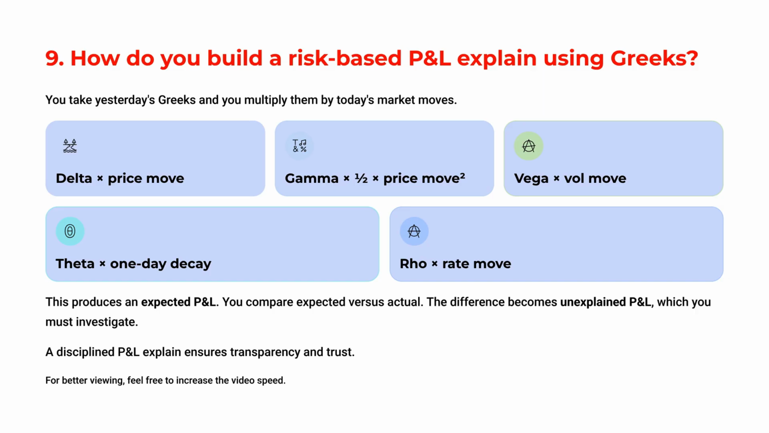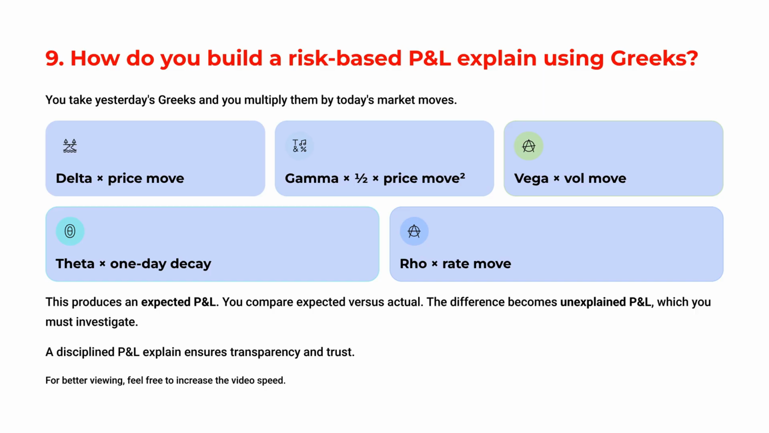How do you build a risk-based P&L explain using Greeks? You take yesterday's Greeks and you multiply them by today's market moves. Delta times price move. Gamma times 1/2 times price move squared. Vega times vol move. Theta times 1-day decay. Rho times rate move. This produces an expected P&L.